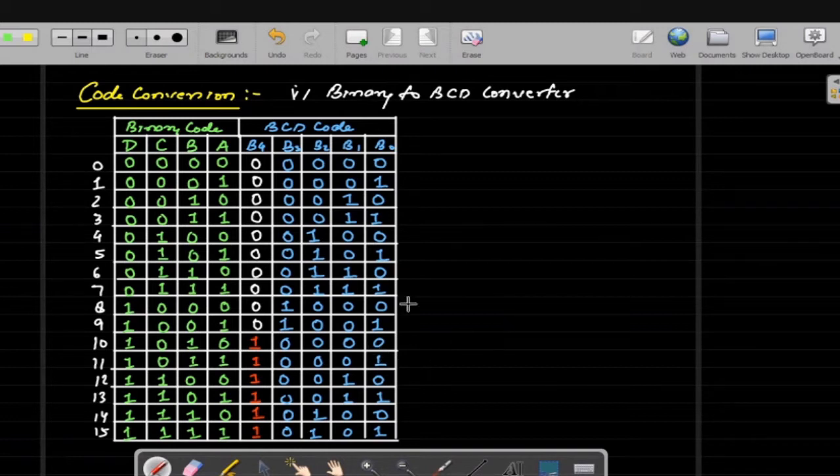Okay, so this table is very much important, because only on the basis of it will you be able to make a code converter. So all of you, is this table clear?